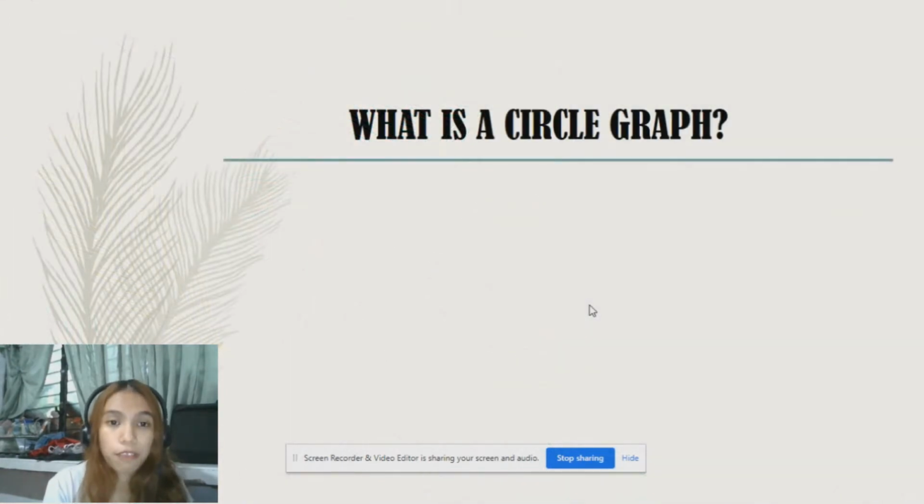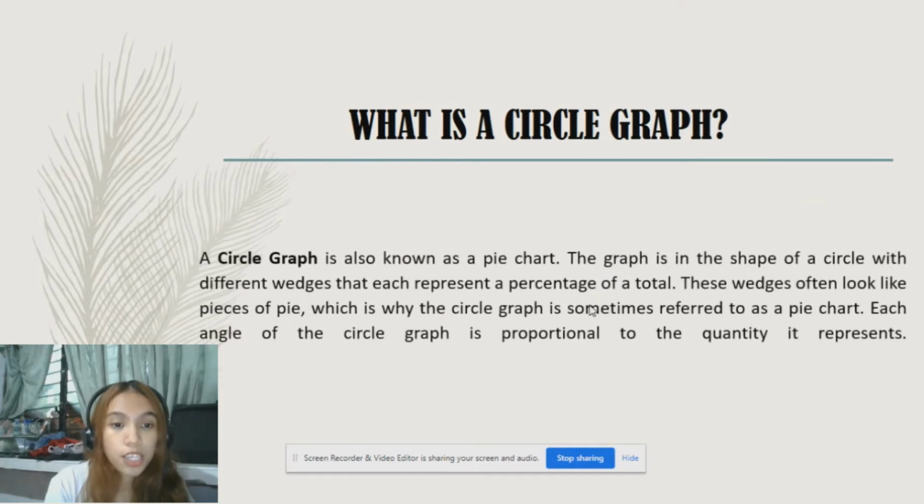What is a circle graph? To answer the question, a circle graph is also known as a pie chart. The graph is in the shape of a circle with different wedges that each represent a percentage of a total. These wedges often look like pieces of pie, which is why the circle graph is sometimes referred to as a pie chart. Each angle of the circle graph is proportional to the quantity it represents.